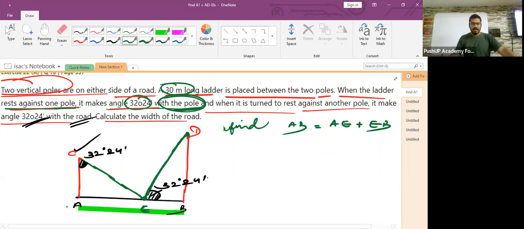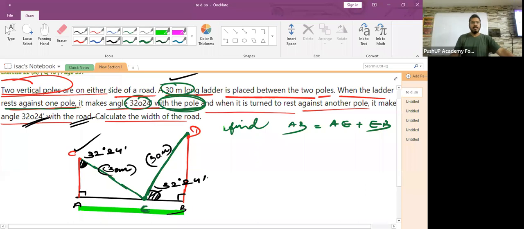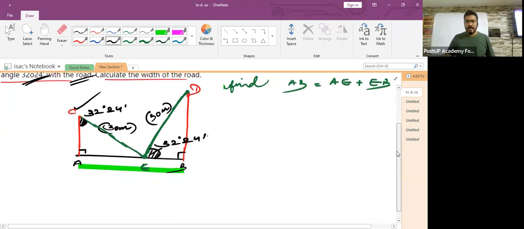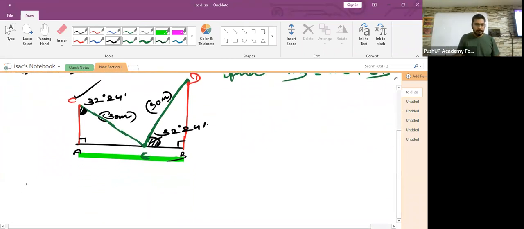Okay, let's do it together. So children, this angle is 90. This angle is 90. Thankfully, they have given you the length of the ladder. How much was it? 30 meters, right? So EC is 30. Here ED is also what? 30 meters. Right? ED is also 30 meters. Now it's easy, children. But wait, I will help you with this. Let us draw the first right angle triangle.